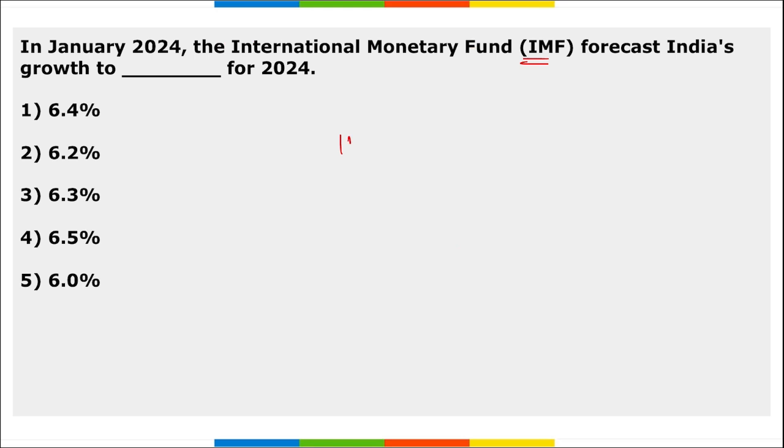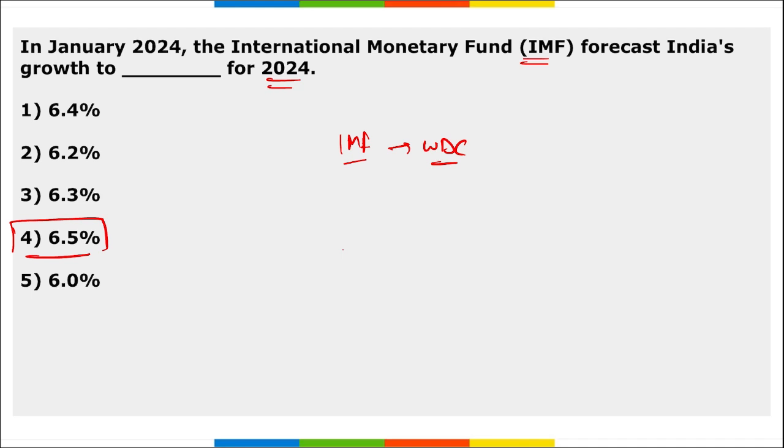International Monetary Fund forecast India's growth for 2024. The International Monetary Fund, headquartered in Washington DC, projected India's GDP to be 6.5% for the year 2024. Correct? Take a note of this.